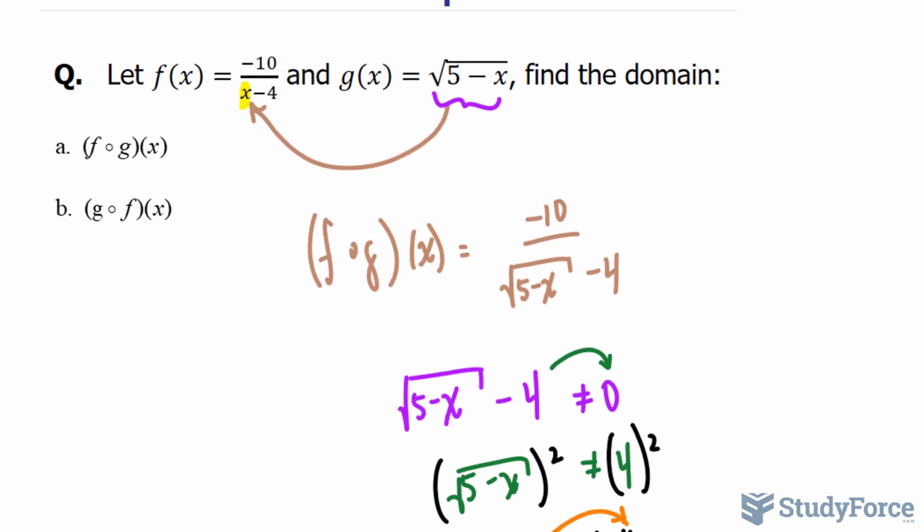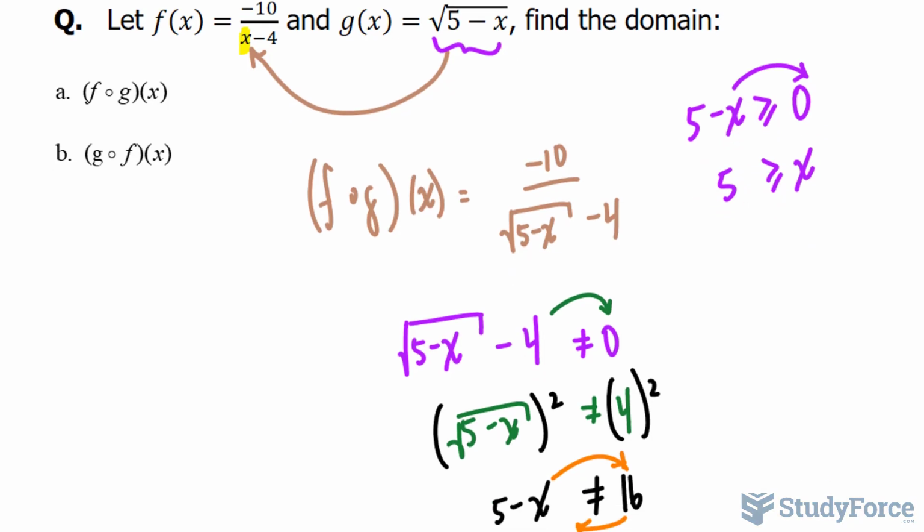Now, another thing about this expression is that we have a square root. And within the square root, the radicand, this part inside, cannot be less than 0. So I'll set 5 minus x must be greater or equal to 0. And I'll solve for x again. So I'll take this negative x over. That makes it positive x. And we're left with x must be less than or equal to 5.